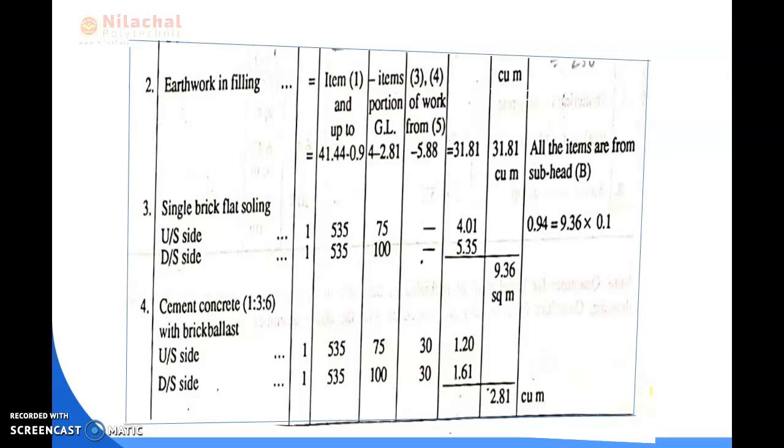Then we go to the cement concrete 1:3:6 with brick ballast for the upstream side and for the downstream side. For the upstream side it is 1 number, and for the downstream side it is also 1 number. What is the value for the upstream side, and what value do we get for the downstream side? We will discuss that. So for the upstream side 1 number of cement concrete is provided, and the downstream side also 1 number.